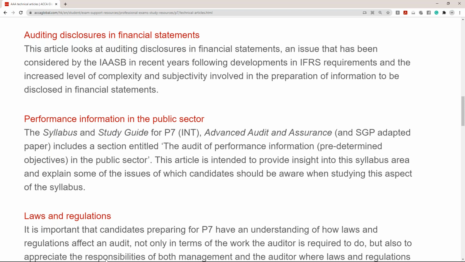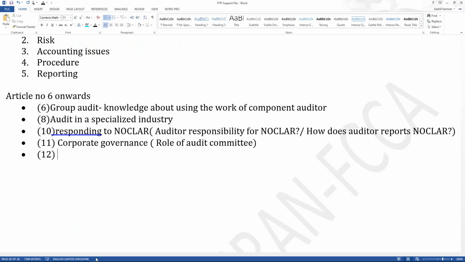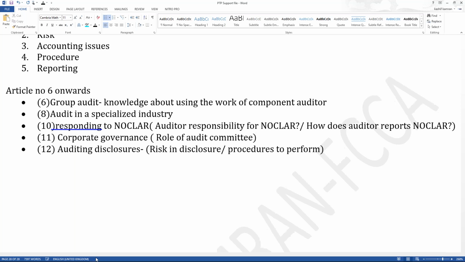If you read this article, you will get to know what sort of procedures the auditor performs on disclosures to verify them. So please make a habit of reading this article, Auditing Disclosures. It will really shape your mindset about the risk in disclosures and what sort of procedures you perform on disclosures. So number 12, auditing disclosures. I cannot take it off my list of articles. What you should get from this article: the risk in disclosures, and the procedures to be performed on disclosures.